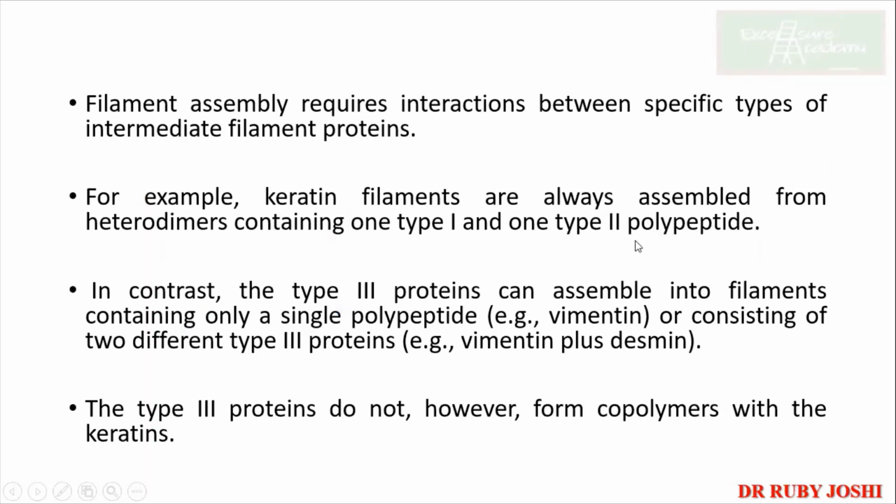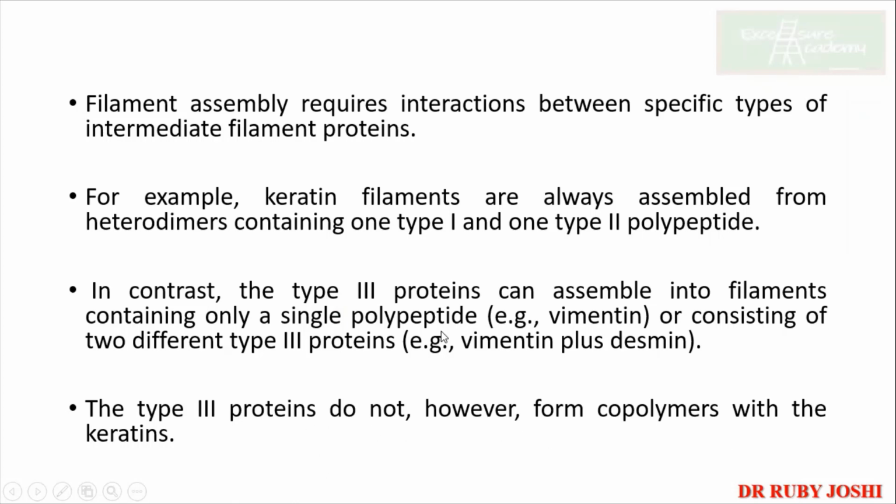Now, filament assembly, this is the same thing which we just discussed in the table. Filament assembly requires interactions between specific types of intermediate filaments. For example, keratin filaments are always assembled from heterodimers containing one type 1 and one type 2 polypeptide. Whereas the type 3 proteins can assemble into filaments containing only a single polypeptide, vimentin, or it will consist of two different type 3 proteins like vimentin plus desmin. Okay, now type 3 proteins do not, however, form copolymers with the keratin.